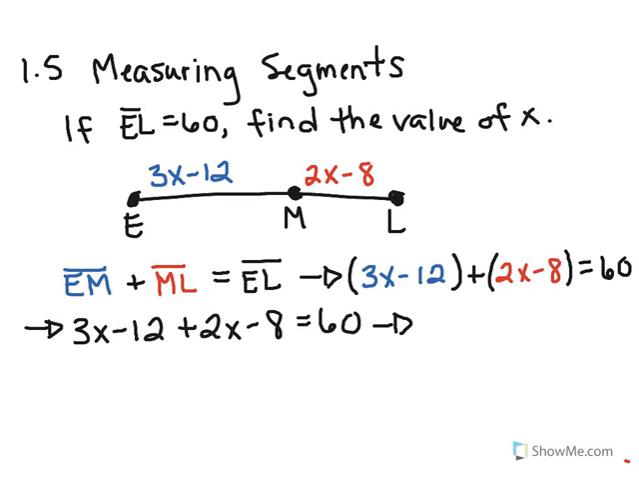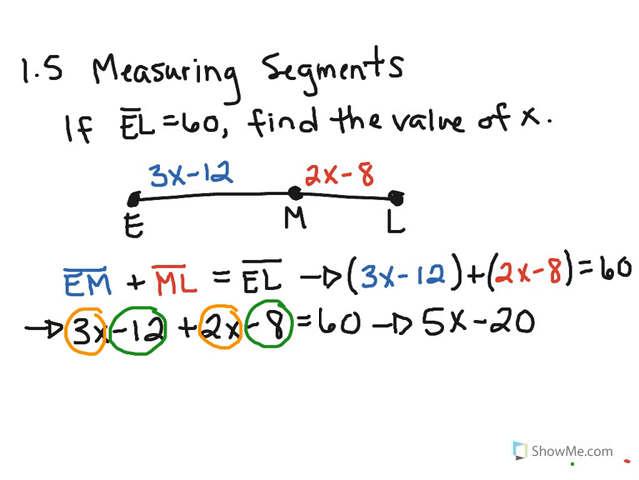So we're going to use our algebra skills here to find like terms. And I do see that 3x and 2x are like terms, and both of them are positive, so 3x plus 2x gives me 5x. And my other like terms that I see here are going to be the constants, which are negative 12 and negative 8. When I combine those two terms, I get a negative number, and it is negative 20. And we haven't done anything to the right-hand side here, so I'm going to leave it as 60.